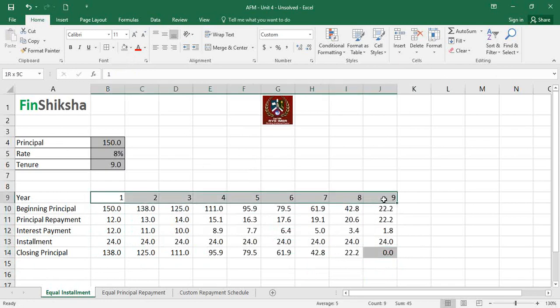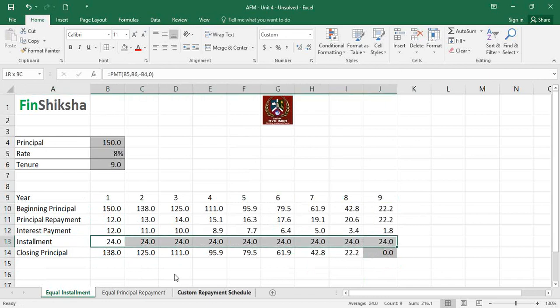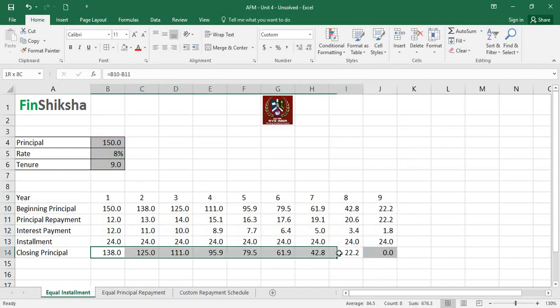So beginning year 1, we started with a number of 150 crore as the principal. The installment being paid every year was 24 crore. We found that by using this formula called PMT. And based on that, once we calculated the interest, the difference between the installment and the interest payment was the principal payment. Subtract the principal from the beginning principal, you get the closing principal value or the closing loan value, and slowly you have amortized the entire loan over this period. That's basically how we go about solving for an equal principal repayment, the equal installment repayment scenario.